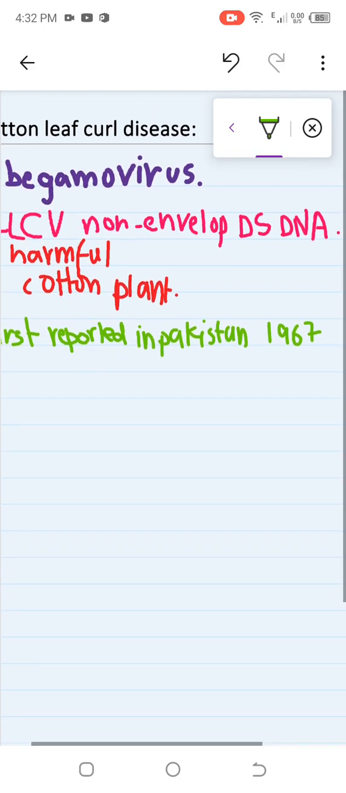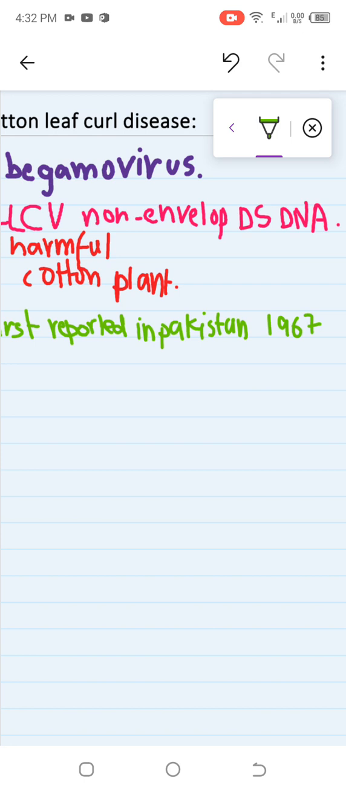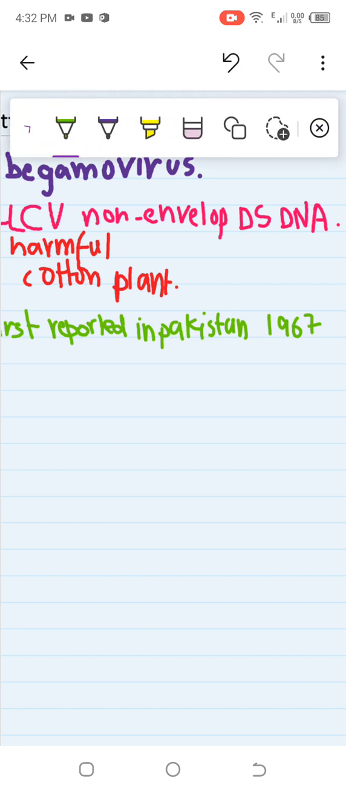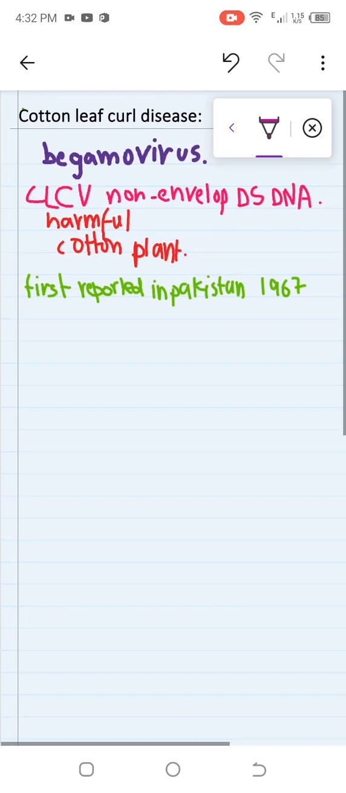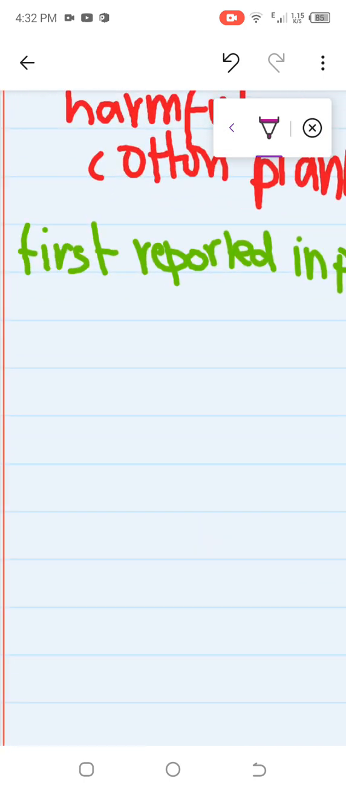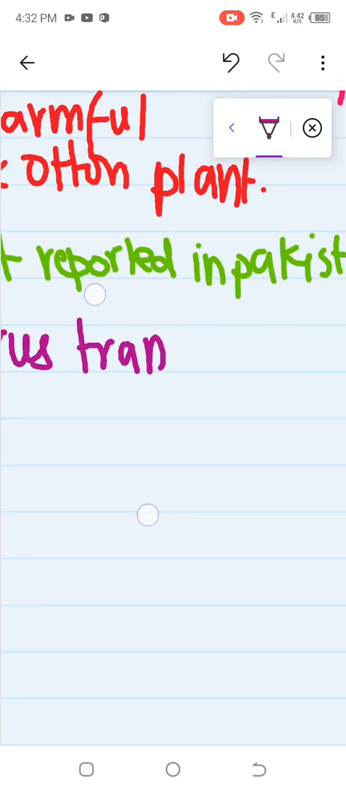Fine. Now, this virus is transmitted by one insect, which is named the whitefly. So this cotton leaf curl disease, or this CLCuV virus, is transmitted by one insect, which is a whitefly.